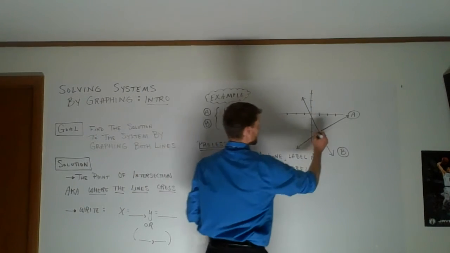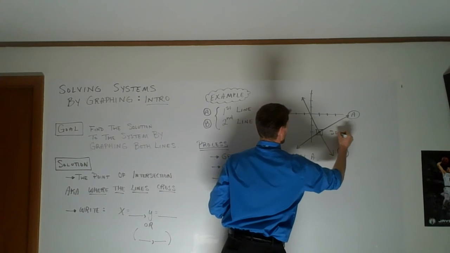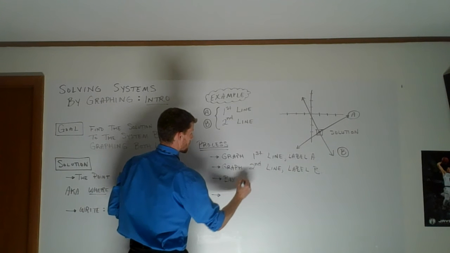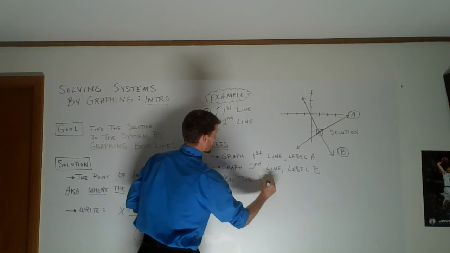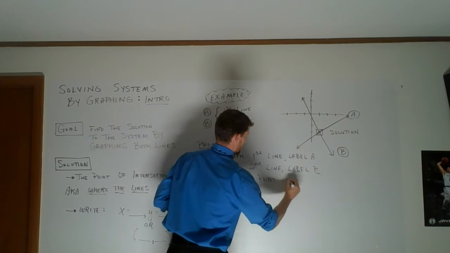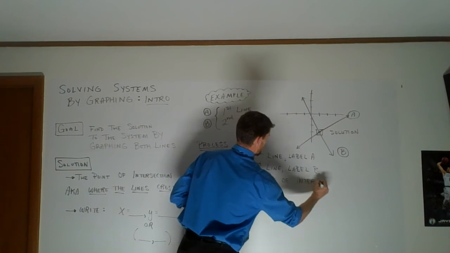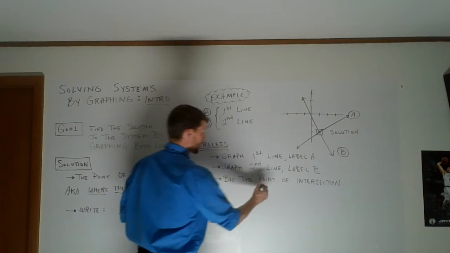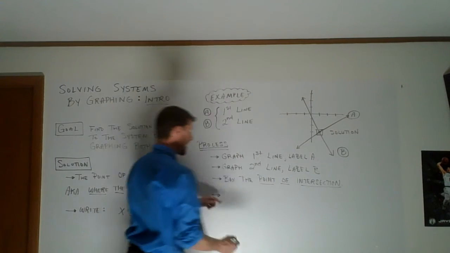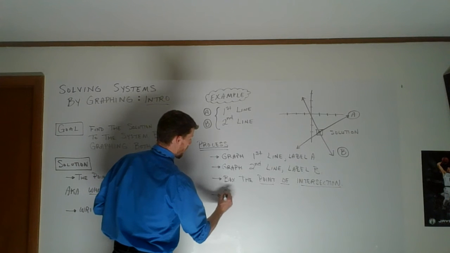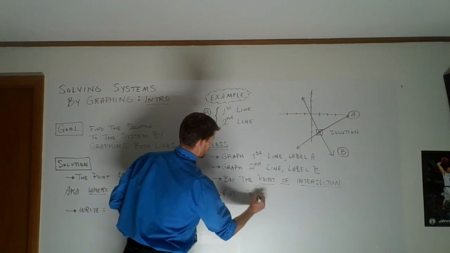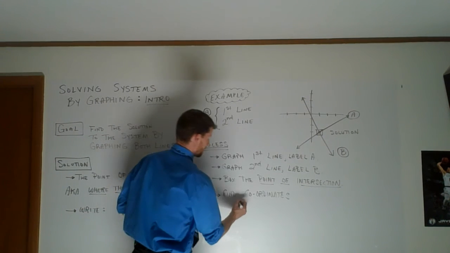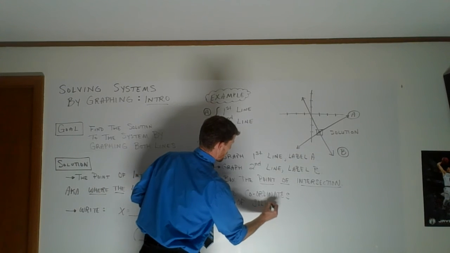This is our solution. I like to put a box around it and label it. So we will box the point of intersection. This point of intersection is our solution. And the last thing is we have to find the coordinates of that solution. Find the coordinates of the solution.